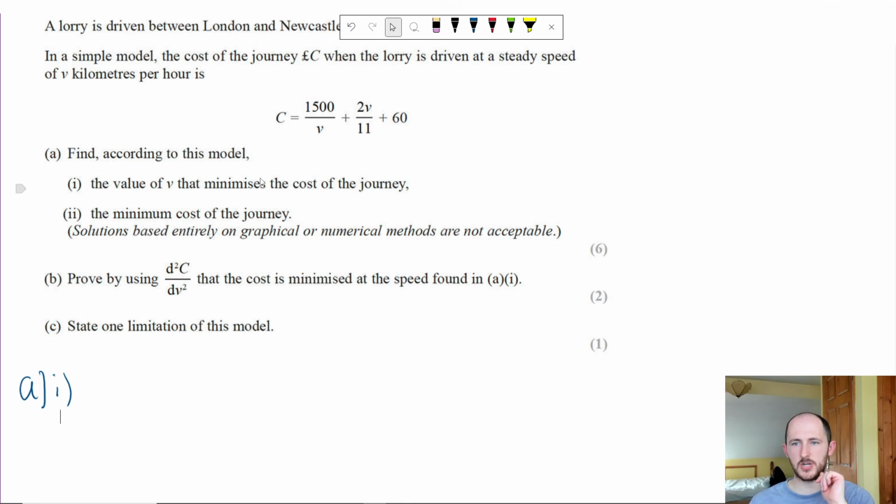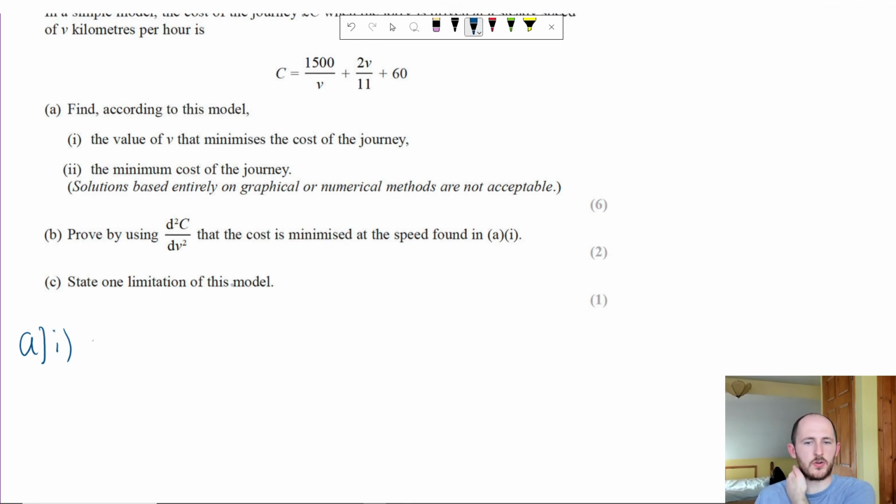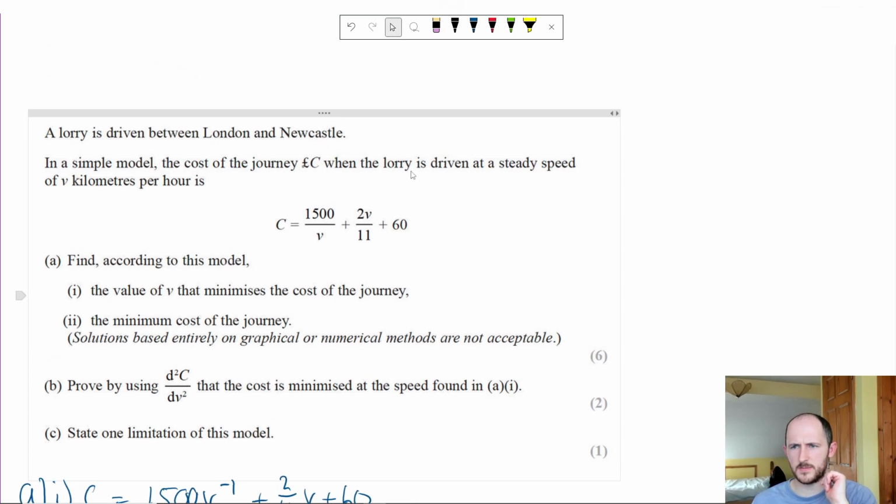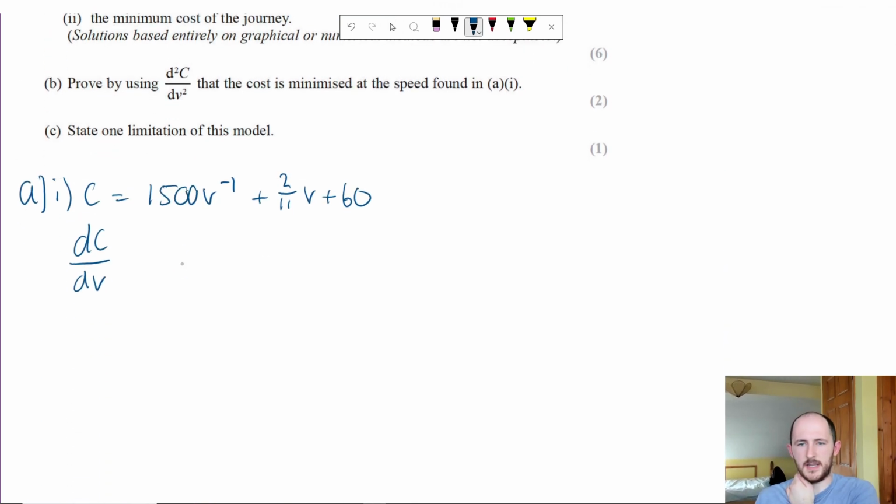So all we need to do is differentiate this. First of all, use your rules of indices in order to make this into a proper form. So V to the minus 1, I'm going to say 2 over 11V, 60. Differentiate. What does V stand for actually? Velocity, I'm assuming. Yeah. Equals minus 1500 V to the minus 2 plus 2 over 11.